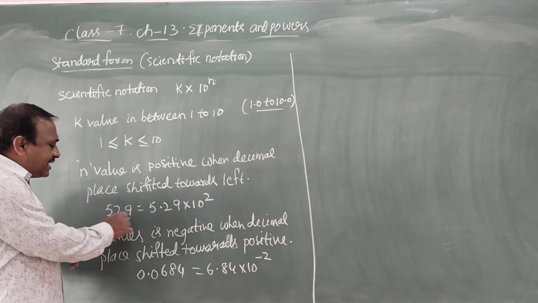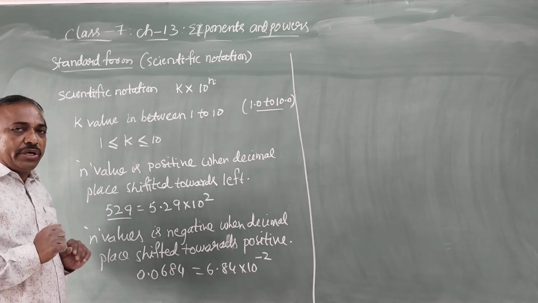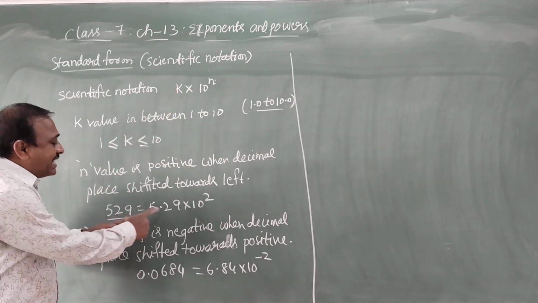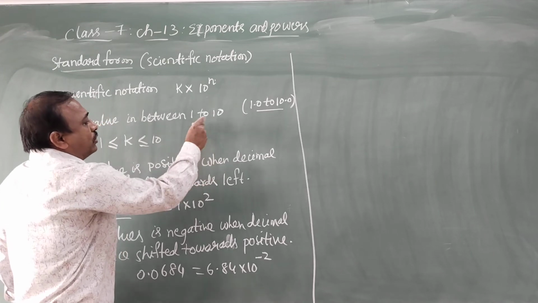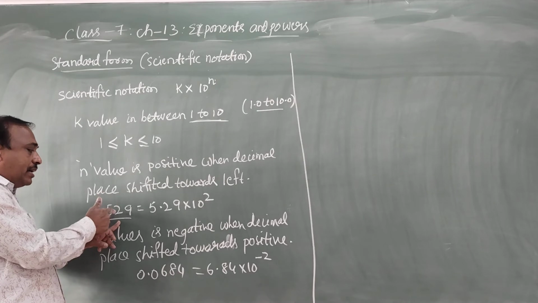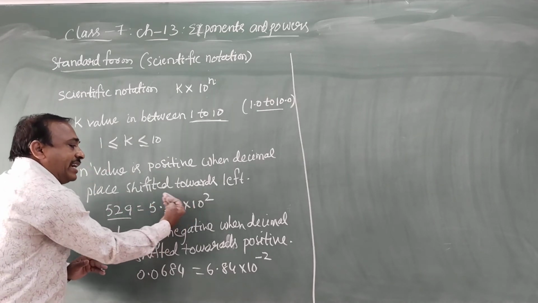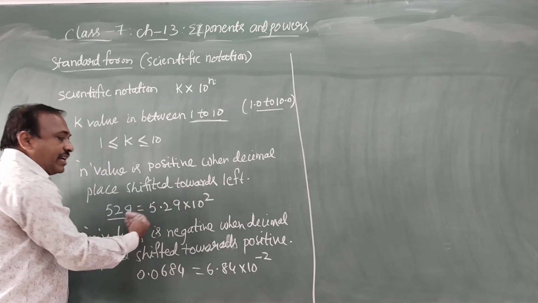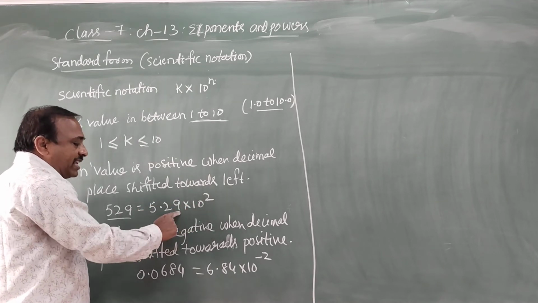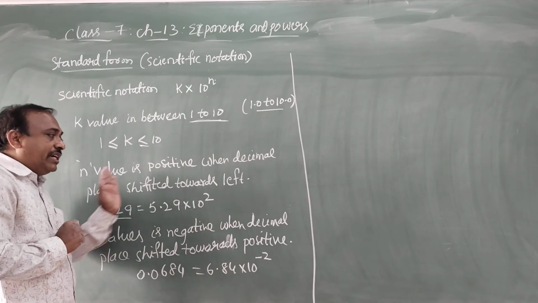Here 529. This we will be able to express as scientific notation by using k into 10 to the power something. The value of k should be in between 1 to 10. So I shifted the decimal point like 1, 2. So 2 places I shifted from right to left. Observe it, right to left I shifted the decimal place from here to here. 1, 2, so 2 places I shifted. So 10 to the power 2, towards left.